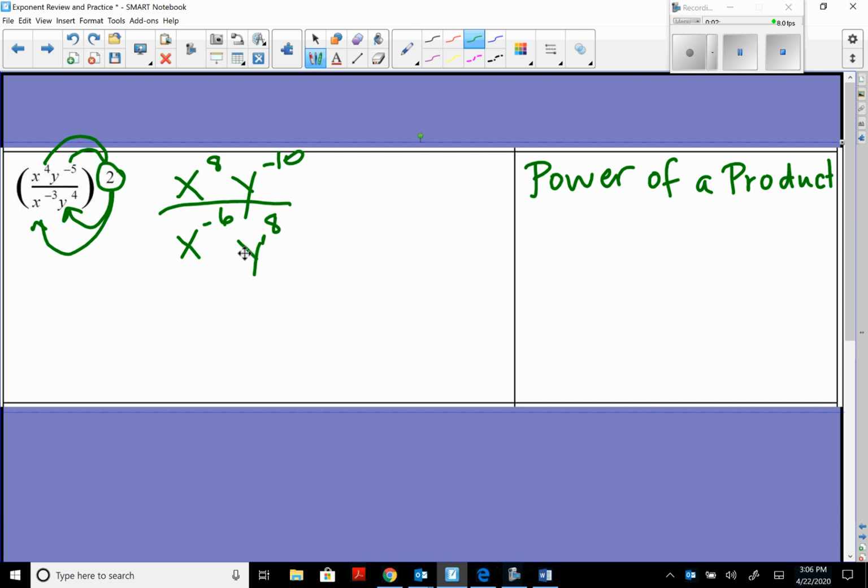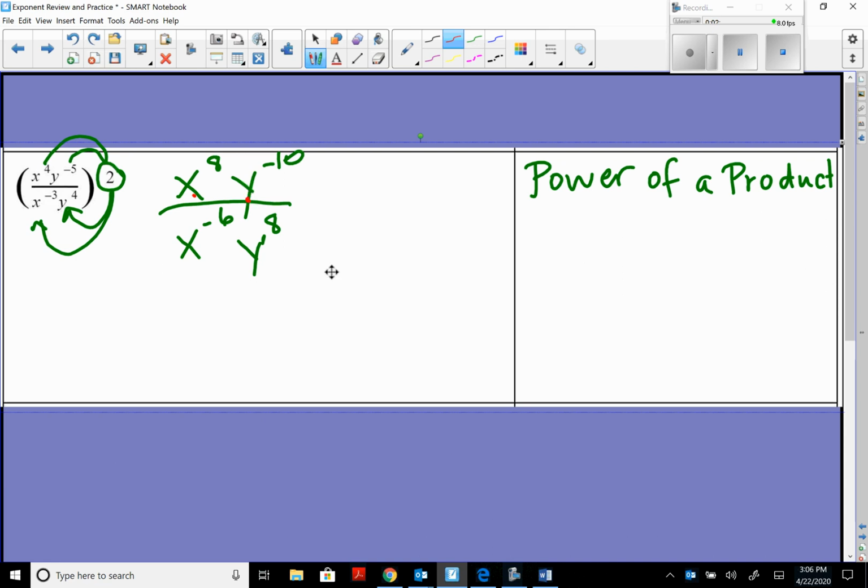Since I don't have any of the same bases in the numerator, and I also don't have any of the same bases in the denominator, I don't believe I can use the product of the powers. And the product of the powers is where you can add the exponents. But I can't do that because I have a base of x and a base of y in my numerator. So that means I cannot add those exponents.